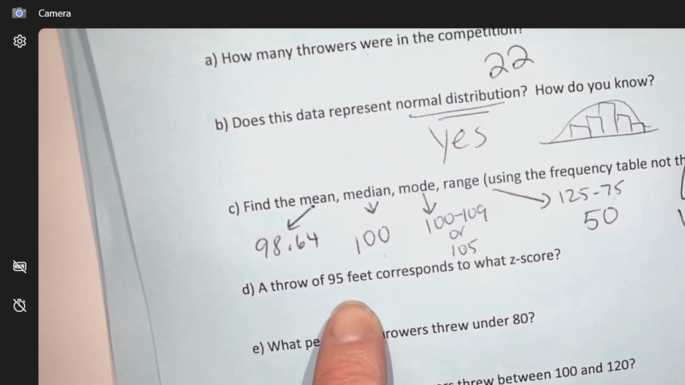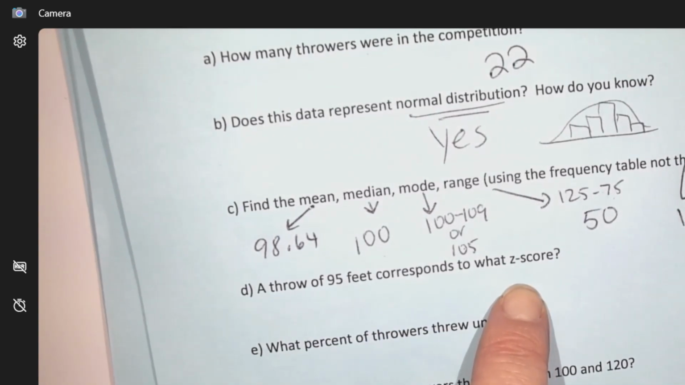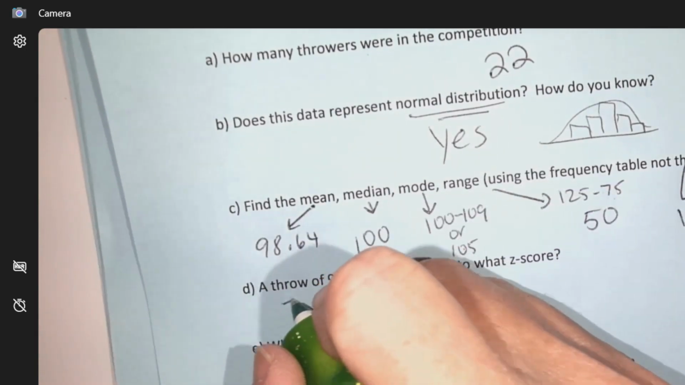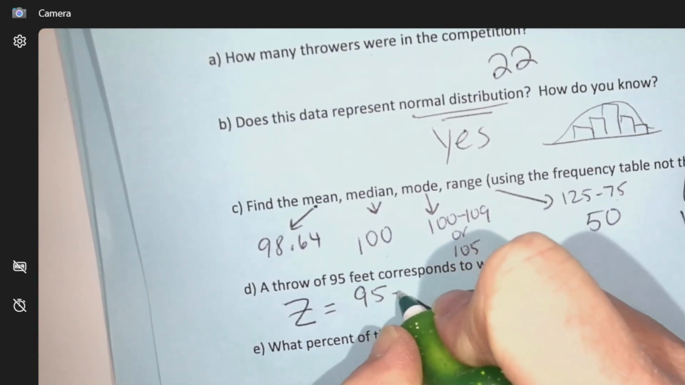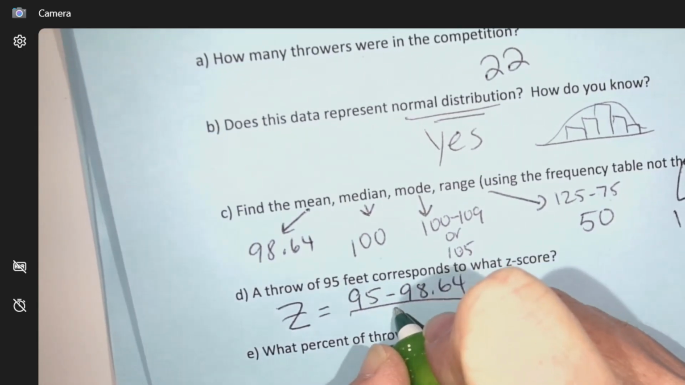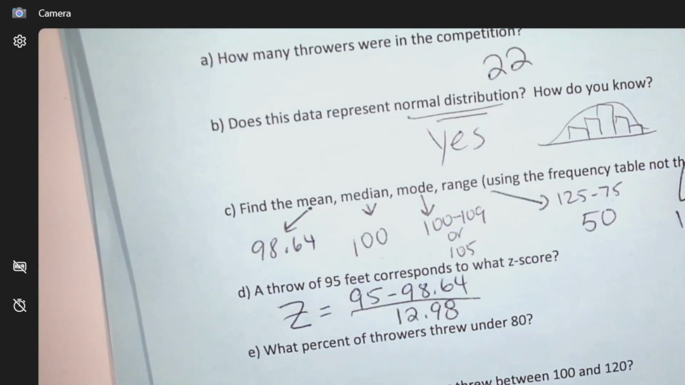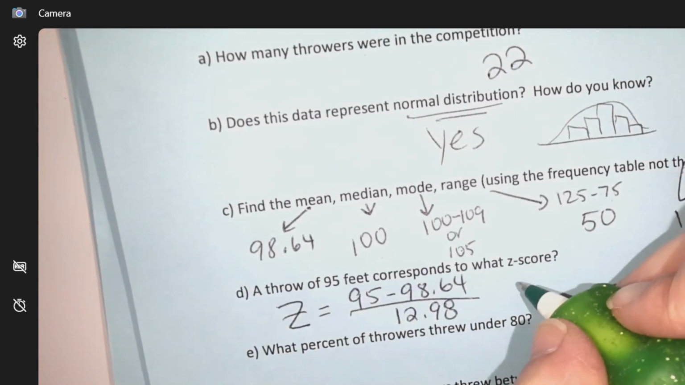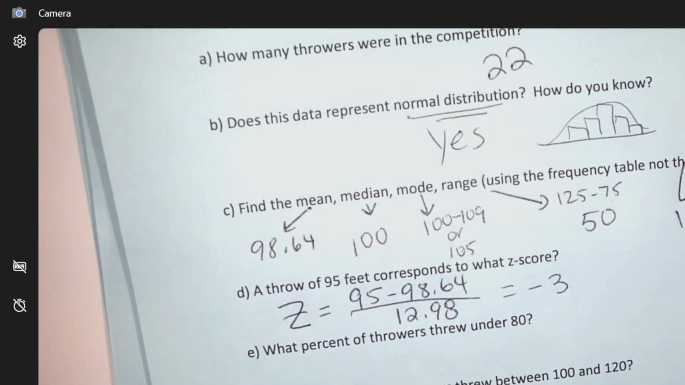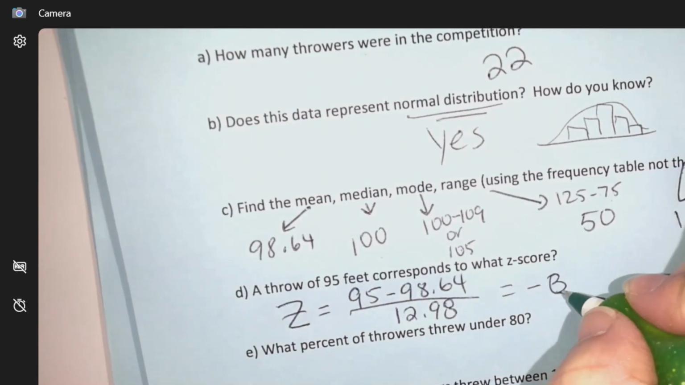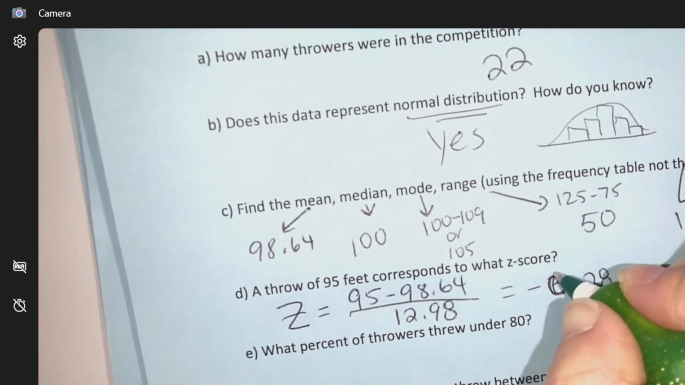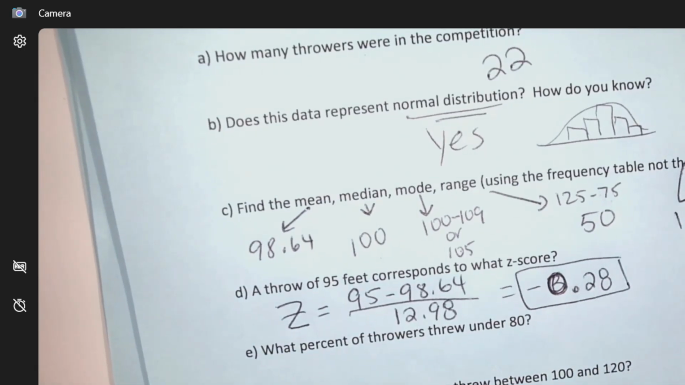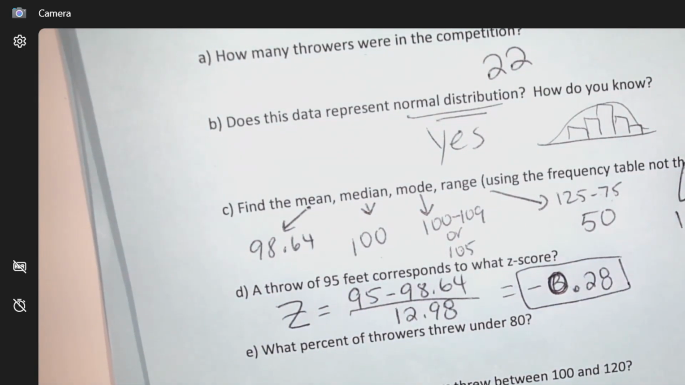Okay, so a throw of 95 feet is what Z-score? How do you find Z-scores? Z equals my score minus the mean over the standard deviation. It is negative because I'm below the average throw length. Negative 0.28.